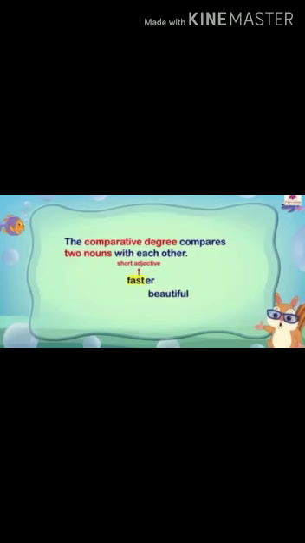Suppose for example, fast is the positive word. It can be turned to comparative form by adding er, that is faster. And for the words having more than two syllables, we use more before that word in the comparative form. For example, beautiful: we add more before beautiful and transform it into comparative form of adjective.